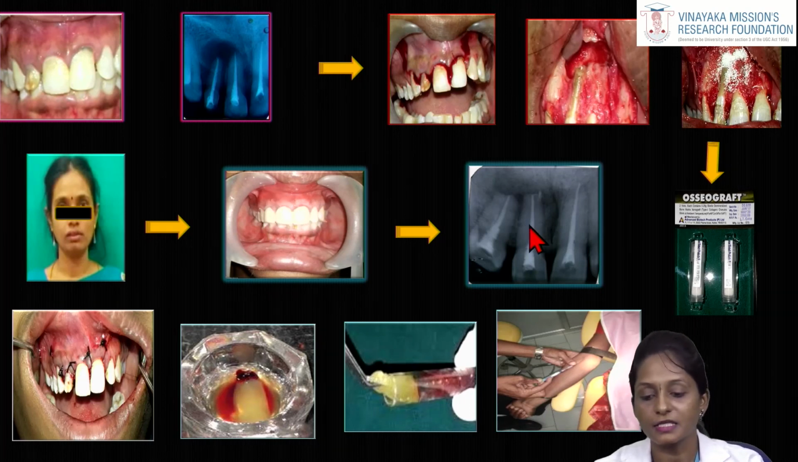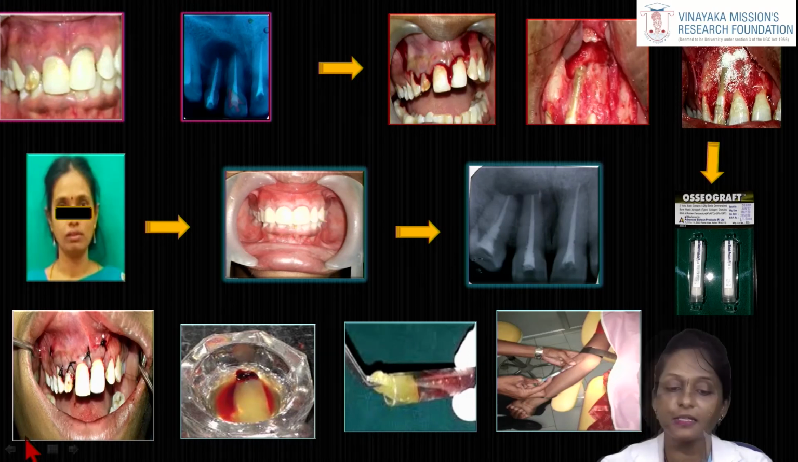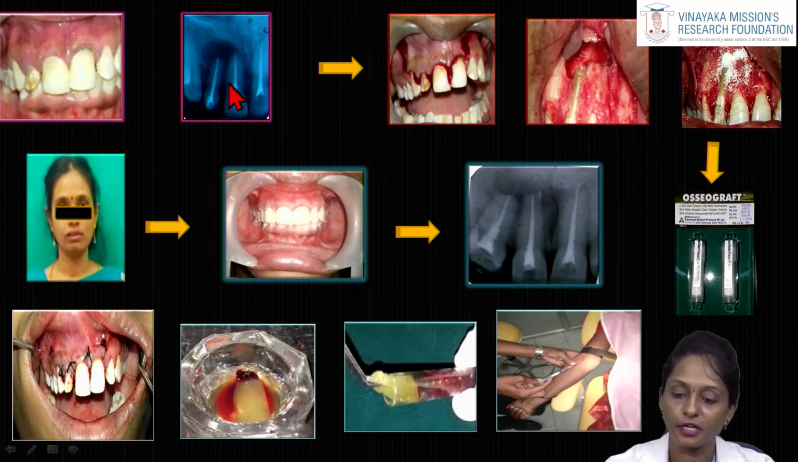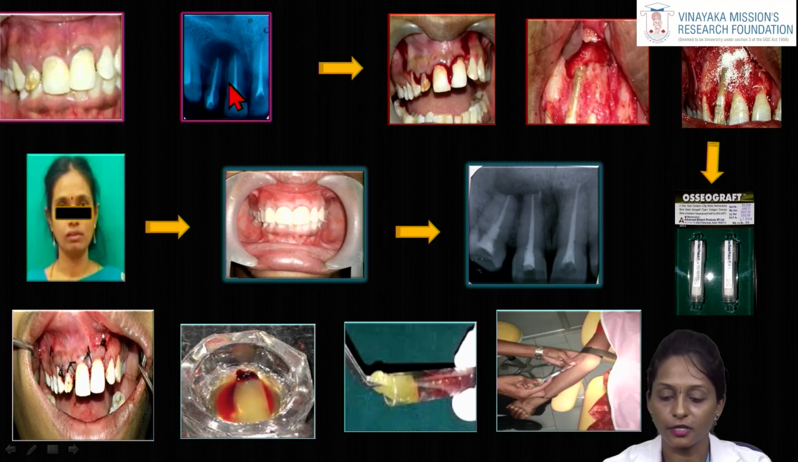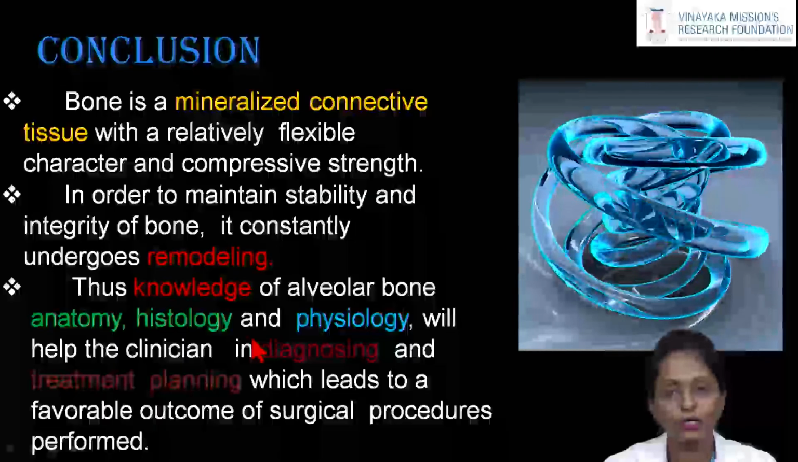After 6 months we took an X-ray, an IOPA, which depicts a complete resolution of the periapical cyst. This is your pre-op radiograph, this is your post-op radiograph. You can appreciate the difference. Okay, let us move on to the conclusion.